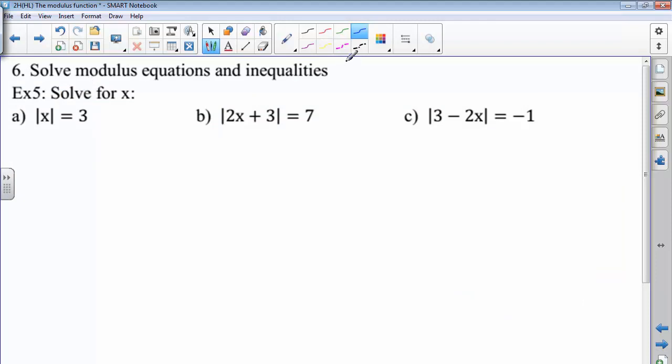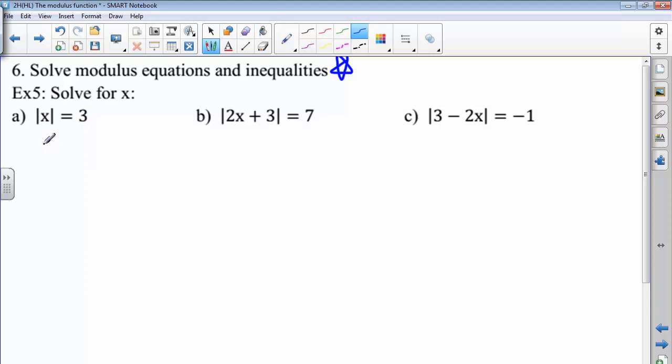Okay, this is a very important part that we need to learn: solving modulus equations and inequalities. Let's look at example 5 first. How can we solve this modulus equation? The absolute value of x equals 3.